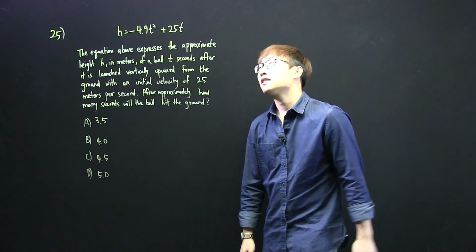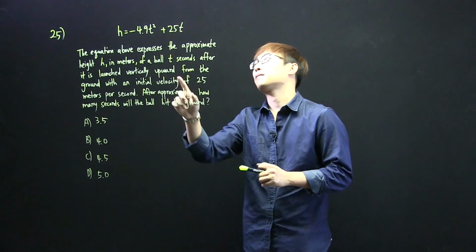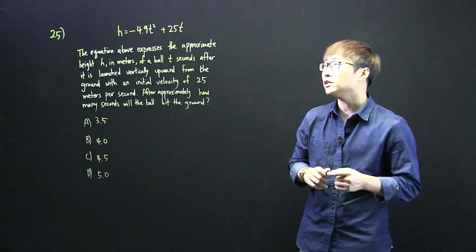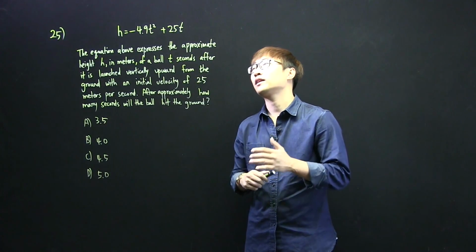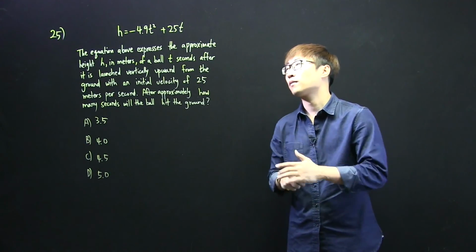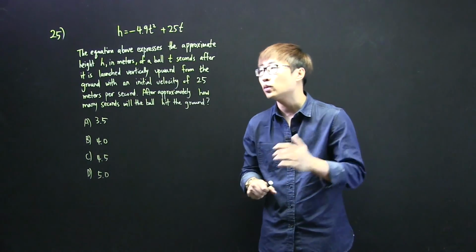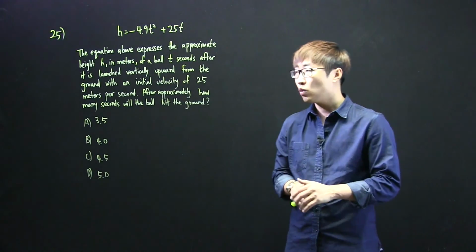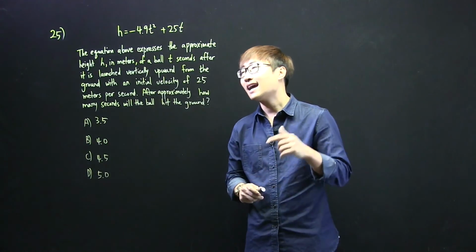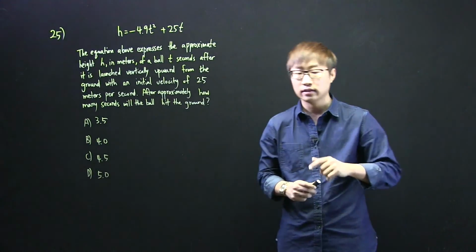Number 25. The equation above expresses the approximate height, h in meters, of a ball t seconds after it is launched vertically upward from the ground with an initial velocity of 25 meters per second. After approximately how many seconds will the ball hit the ground?